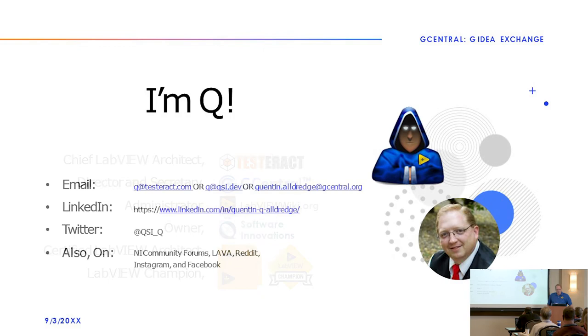So here's how you can get a hold of me. It's kind of small on these slides, isn't it? But q@tesseract.com, q@qsi.dev, or quentin.aldridge@gcentral.org. All of those will get a hold of me depending on what role, I guess, you're getting a hold of me in. I'm also on LinkedIn, Twitter, and just about everything else. That's my avatar on most things, is the LabVIEW Zealot, is what I call it.